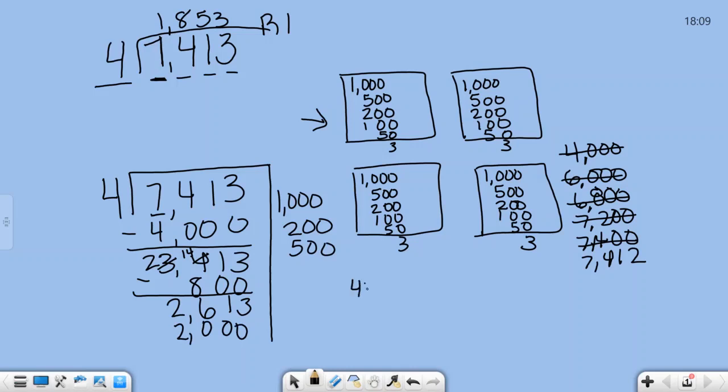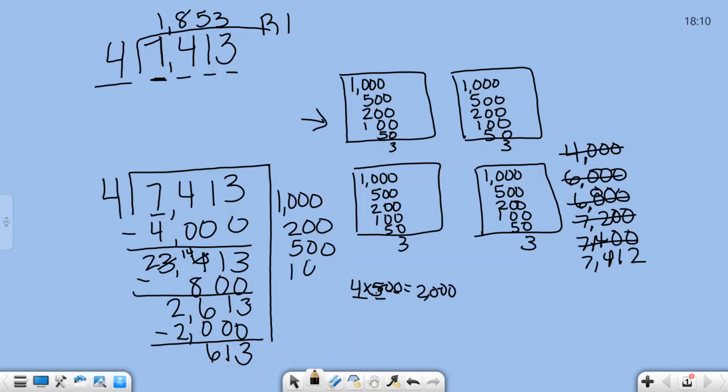And they might even do some work like this. 4 times 500. Sorry, that's 500. 4 times 5 is 20. And then I add 2,000. 4 times 5 is 20, and then 2 zeros. So then that's what I subtract. 3 minus 1, 6, 2 minus 2 is 0. So now I'm left with 613.